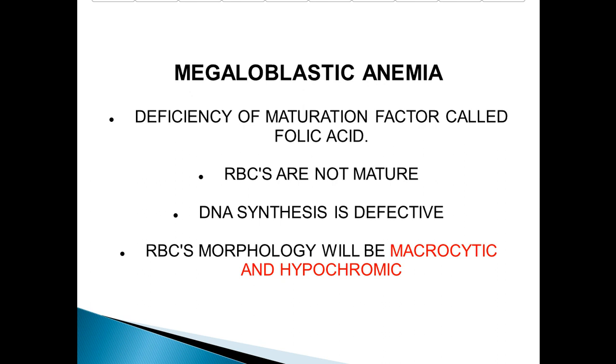And the RBC morphology on a microscope is macrocytic hypochromic. The cells are larger in size, while the hemoglobin content is less, because the cells are in an immature state. The hemoglobin content is maximum in the mature state, that is the erythrocyte.